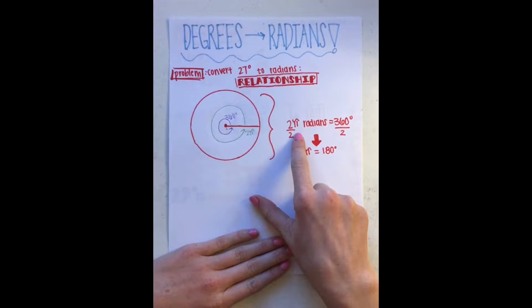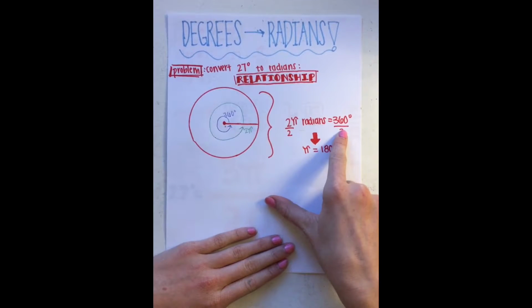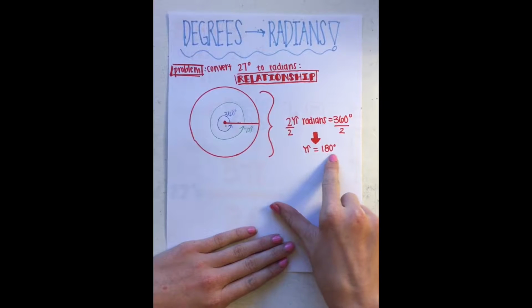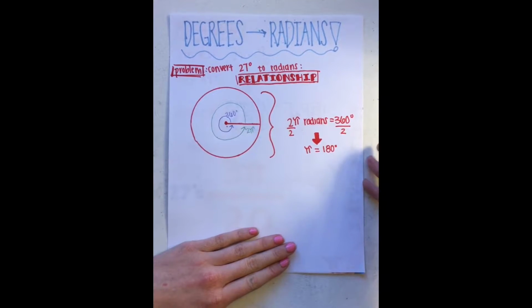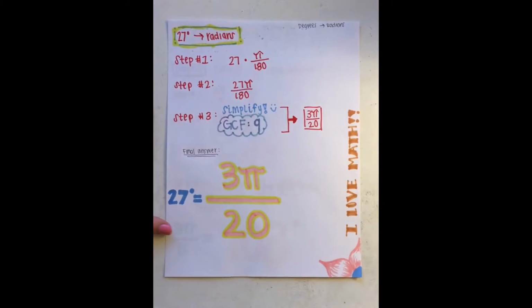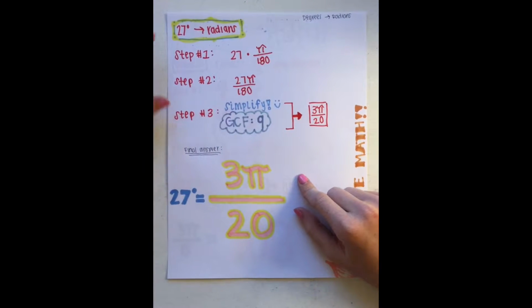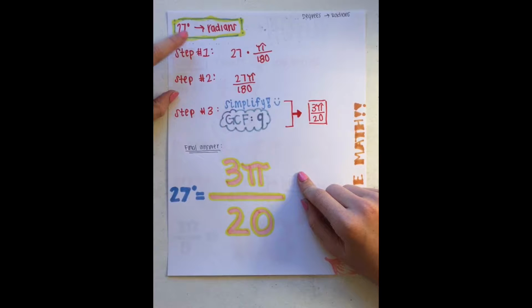And when you divide by 2 on both sides, it equals pi equals 180 degrees. This is half a circle. Now, back to the problem. So, 27 degrees into radians.